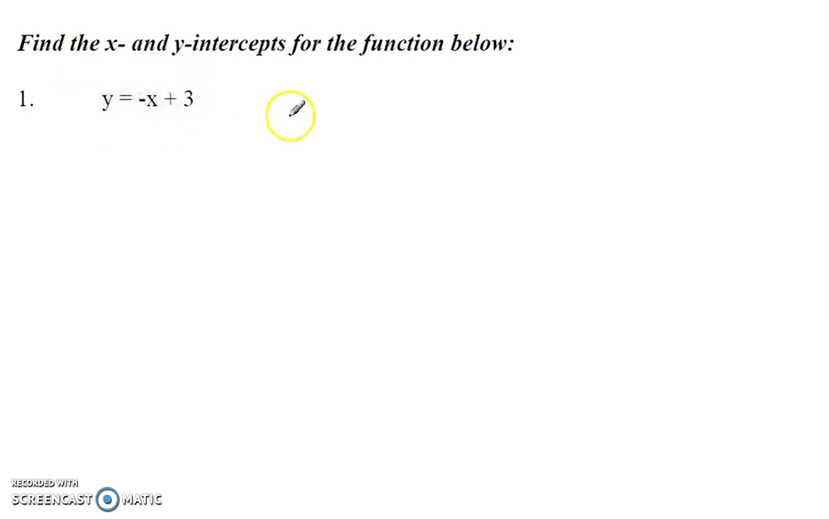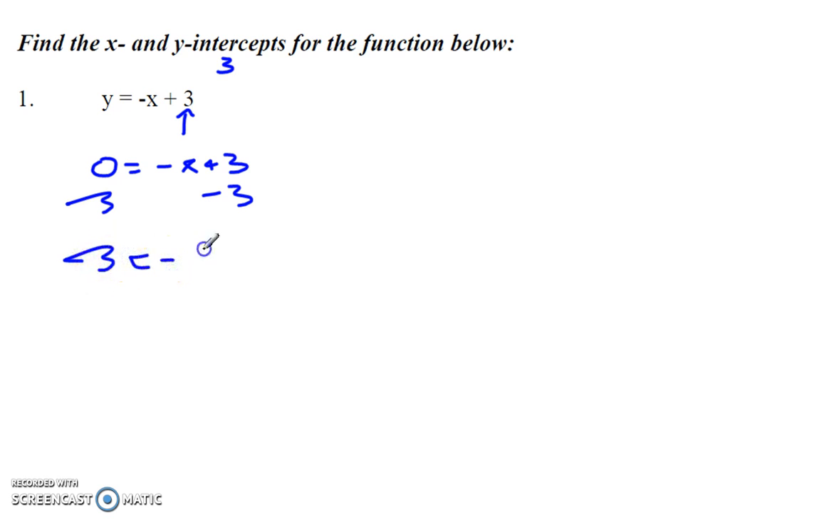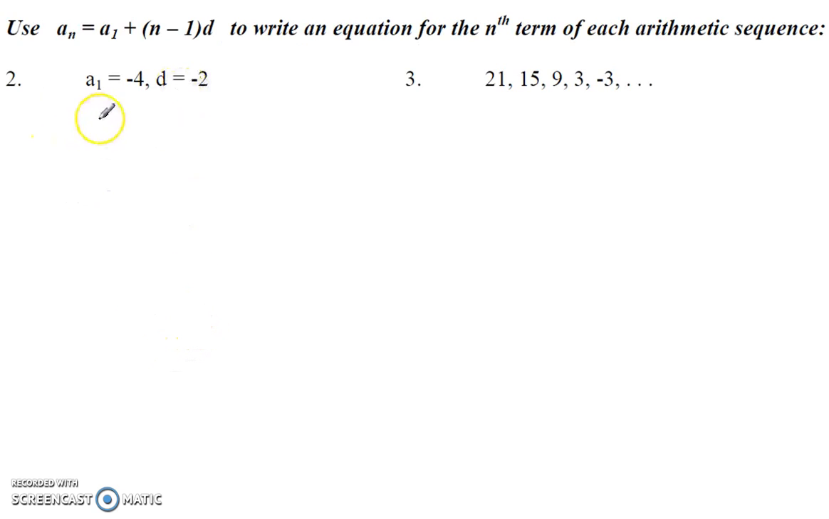Now this is in slope-intercept form, so the y-intercept is 3, because we are given that y equals mx plus b. That's the slope-intercept. That's the y-intercept. To find the x-intercept, we'll make y 0. 0 is equal to negative x plus 3. We want to get x by itself, so I can subtract 3 from each side. We get negative 3 is equal to negative x. And then divide by negative 1, we get x is equal to 3. That's the x-intercept.